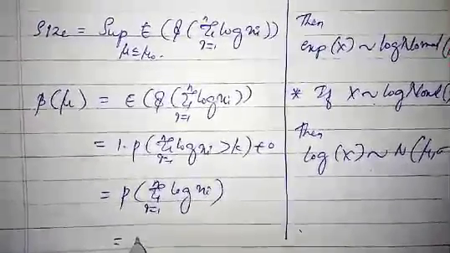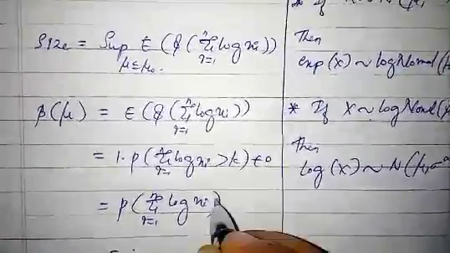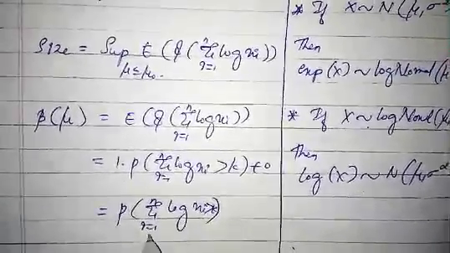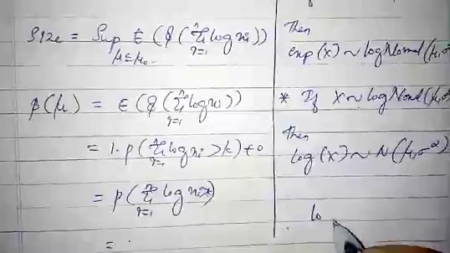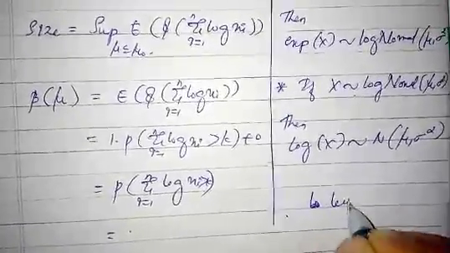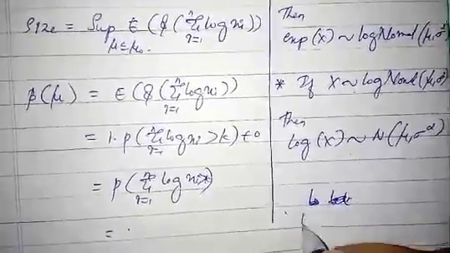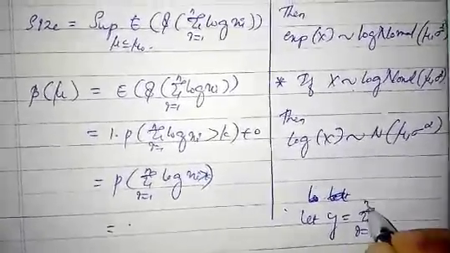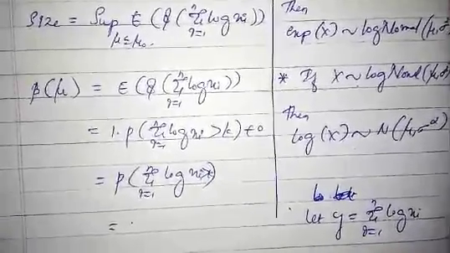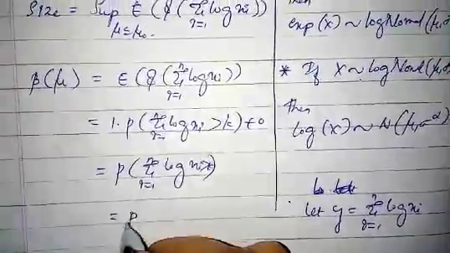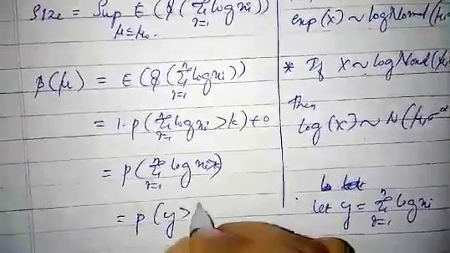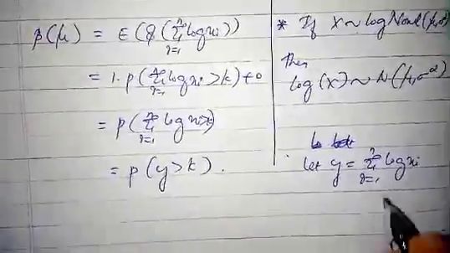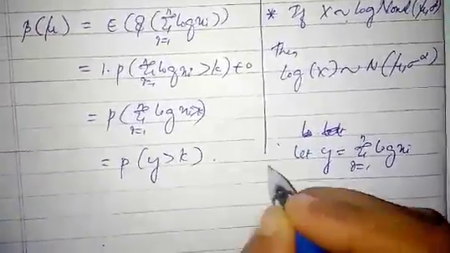It's equal to, greater than k, right? We can take this summation of log xi as y. Let y equal to summation i = 1 to n of log xi. Then this is the probability of y greater than k, right? Then which distribution does y follow here?